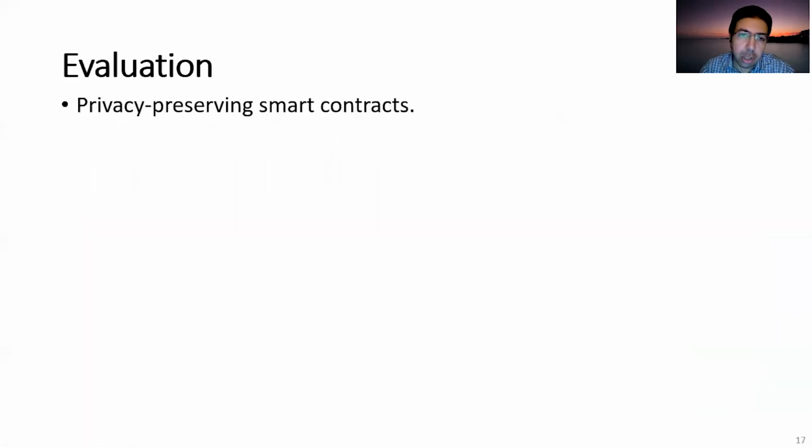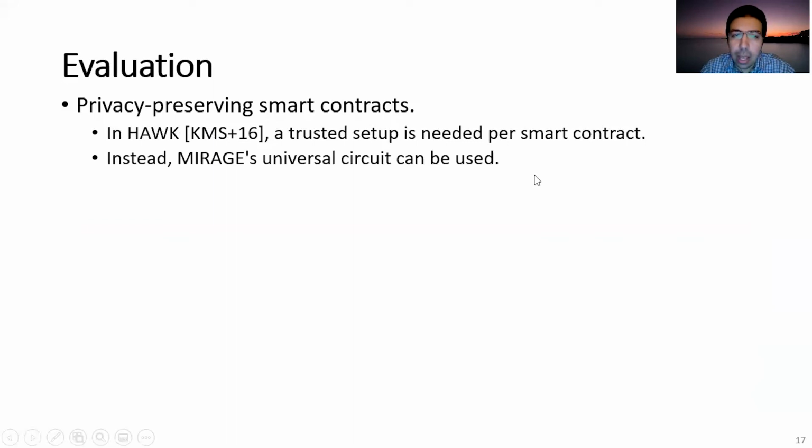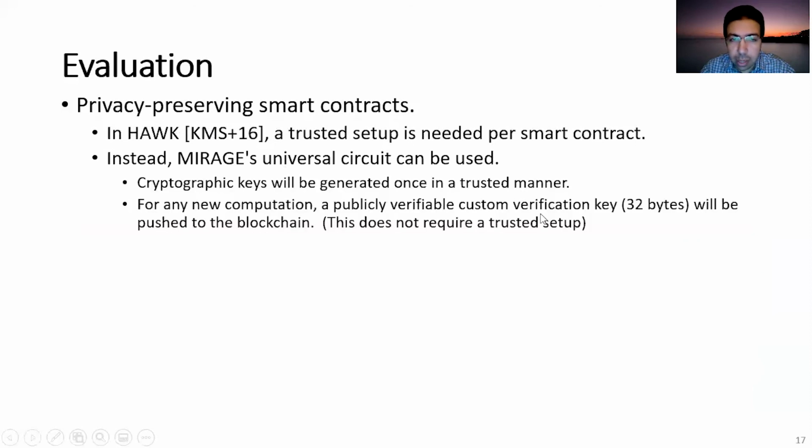In the second setting here, we show how our approach can be used in one of the applications. So for example, in Hawk privacy-preserving smart contracts, a trusted setup was needed for each smart contract. This was one of its challenges. And instead, Mirage, the universal circuit, can be used. So in using Mirage, cryptographic keys will be generated once in a trusted manner. And for any new computation, a publicly verifiable custom verification key, about 32 bytes, will be pushed to the blockchain. This does not require a trusted setup. This can be verified by anyone.